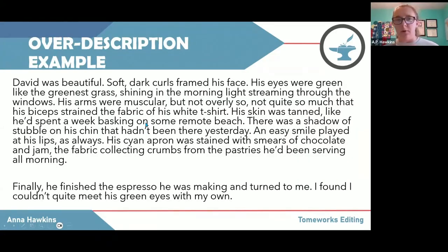So here's an example of some over description. I feel like I see this a lot with characters. When someone is introducing a character, they want to describe every aspect of that character's appearance. That's why this example centers on a character. So would anyone like to read this for me?